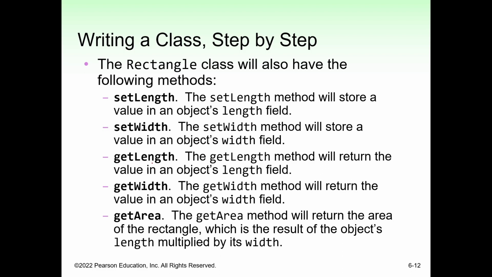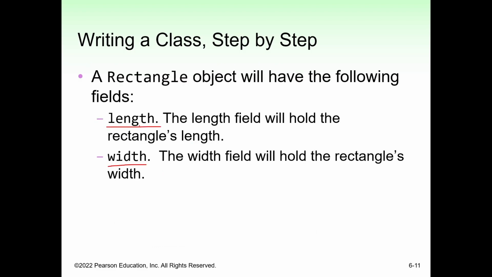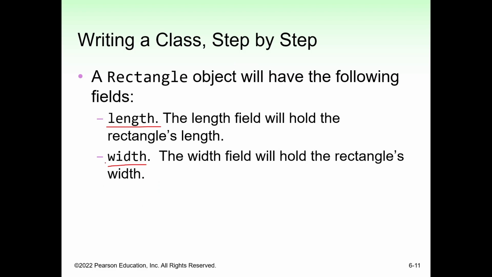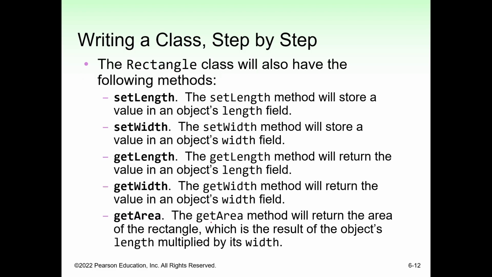It's gonna set the object's width. Then we have getLength that's gonna retrieve the length of our rectangle, getWidth that's gonna retrieve the width of our rectangle, and then we can add another method that is just gonna calculate the area of our rectangle, which is gonna be called getArea, and what it's gonna do is just gonna be length multiplied by its width, and it's just gonna return just that number.